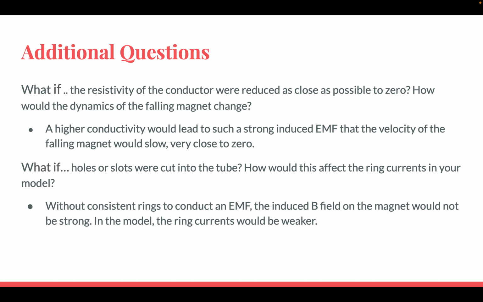What if the resistivity of the conductor were reduced as close as possible to 0? A lower resistivity, meaning a higher conductivity, would lead to a much stronger induced EMF, making the velocity of the magnet's fall very low, potentially close to 0.